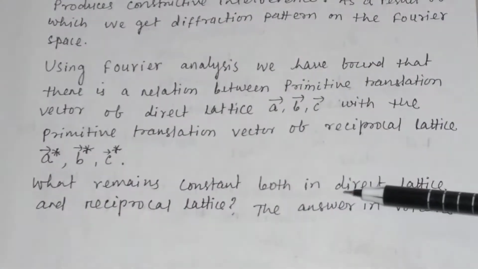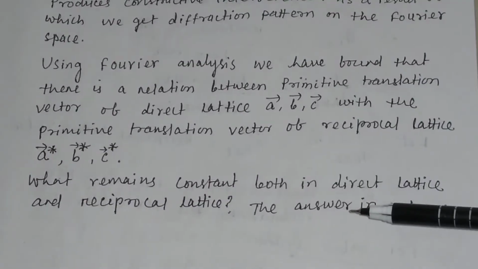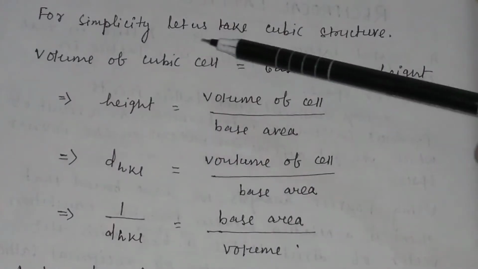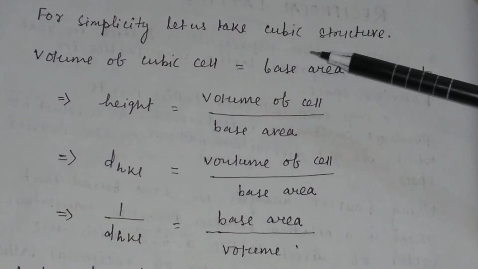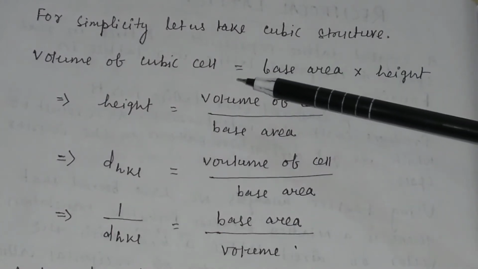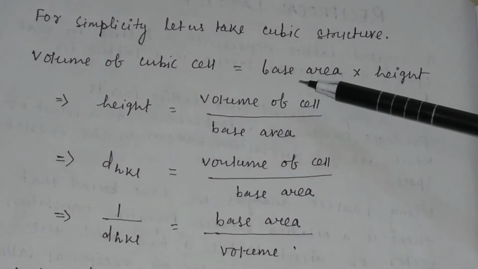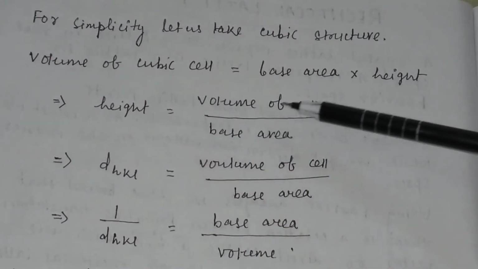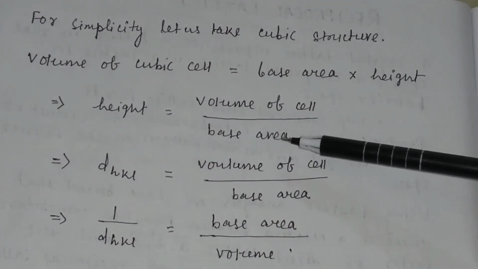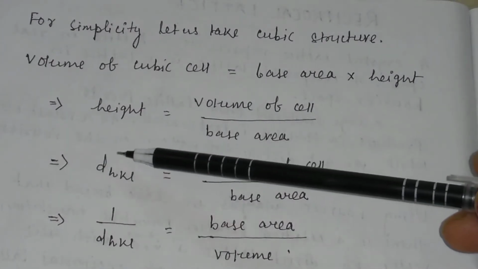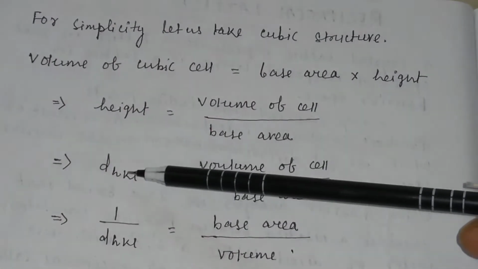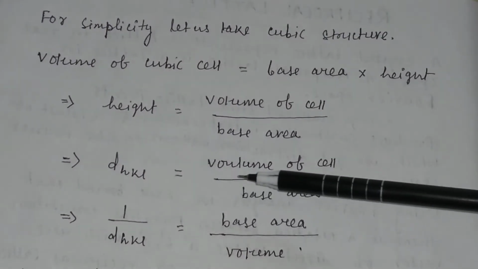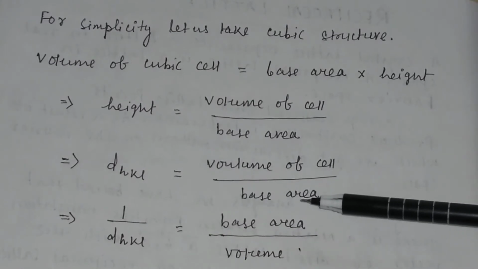What remains constant both in the direct lattice and the reciprocal lattice? The answer is volume. For simplicity, let us discuss a cubic structure. The volume of a cubic cell is equal to the base area into height. So the height will be equal to the volume of the cell divided by the base area. Let us designate the height as d_HKL, where HKL are the Miller indices. So d_HKL is equal to the volume of the cell divided by the base area.